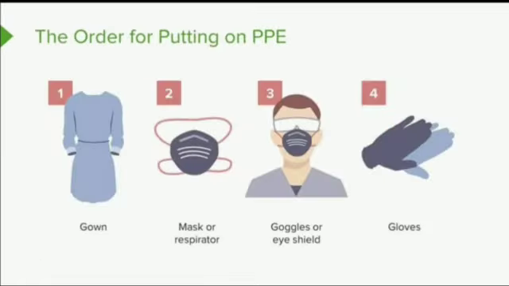The order for putting on PPE: at first, put on the gown, then the mask or respirator, next the goggles or eye shield, and at last the gloves.